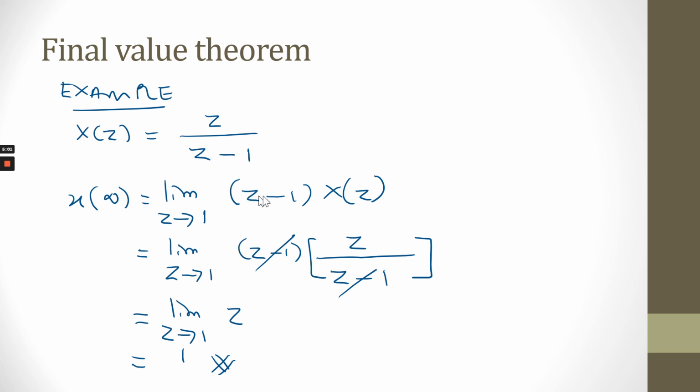So for this one, multiply with 1 minus z to the power of negative 1, same as the formula given in the previous slide, multiplied with X(z). You substitute X(z) into this equation and cancel this function. So we have this function, and when we apply the limit of z approaching 1, we have 1. So the final value of this function is equal to 1.